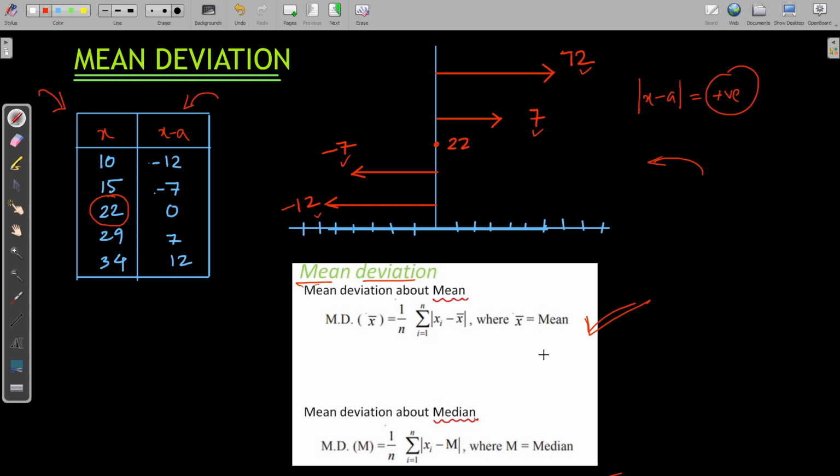Now, if for a set of data we find the value of the median and we want to see how deviated the data are with respect to the median, we'll just simply change this formula.